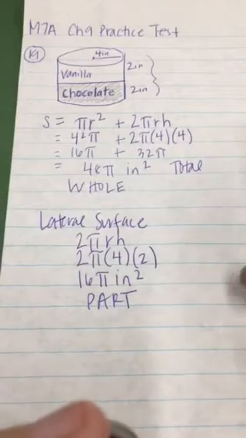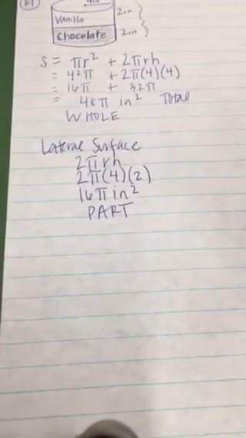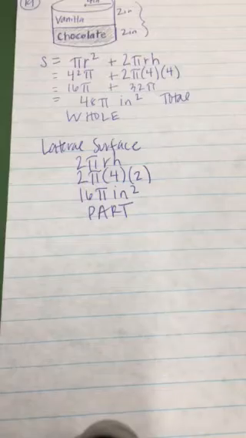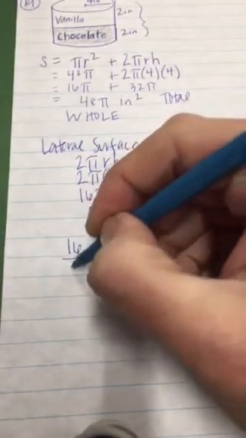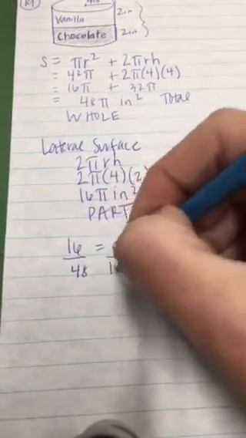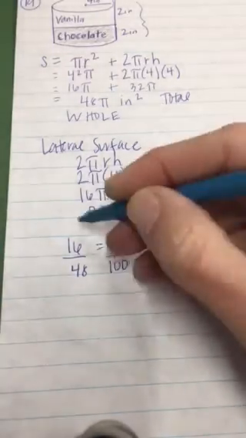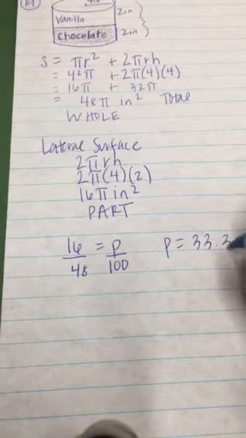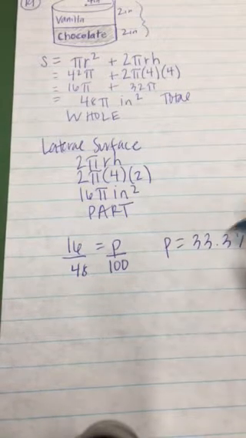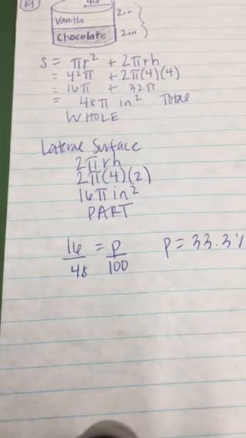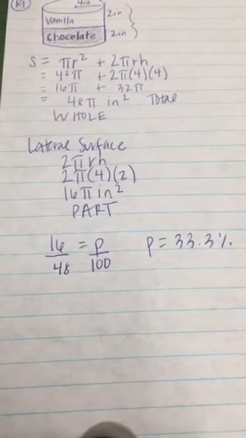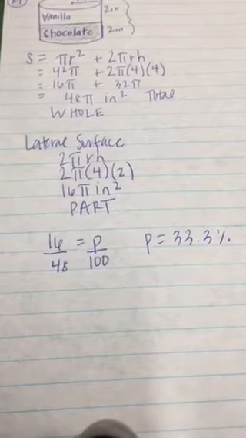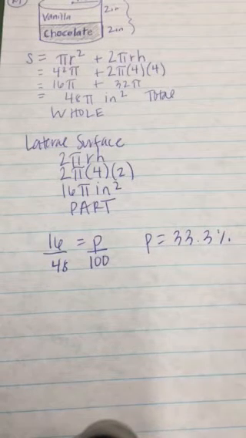So now I can set up my percent proportion, and I'm going to leave the pi symbol off because they would just cancel out anyways. So I have part over whole is equal to percent over 100, and then we just cross multiply to solve, and your percent is equal to 33.33%. It asks you to round to the nearest tenth, so we're going to leave it just like that. So 33.33% of your cake is chocolate frosting. Yum.